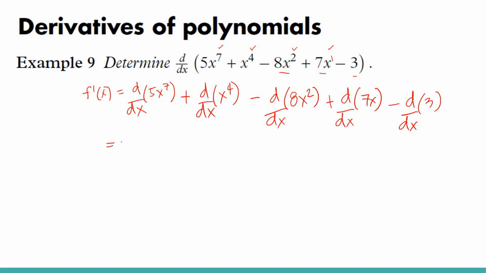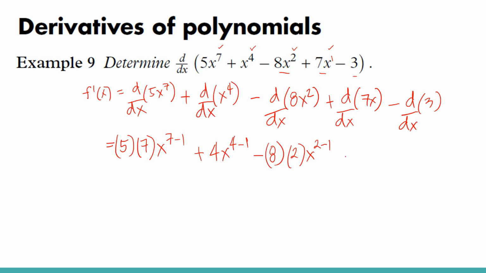Okay, this is 5 times 7x raised to the power of 7 minus 1, plus 4x raised to the power of 4 minus 1, minus 8 times 2x raised to the power of 2 minus 1, plus 7x raised to the power of 1 minus 1, minus 0. So 3 is a constant, so its derivative is 0.